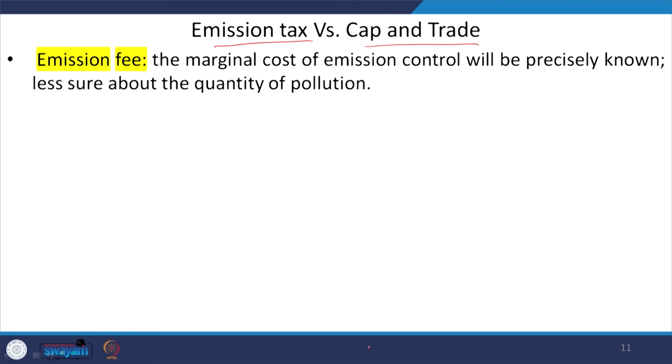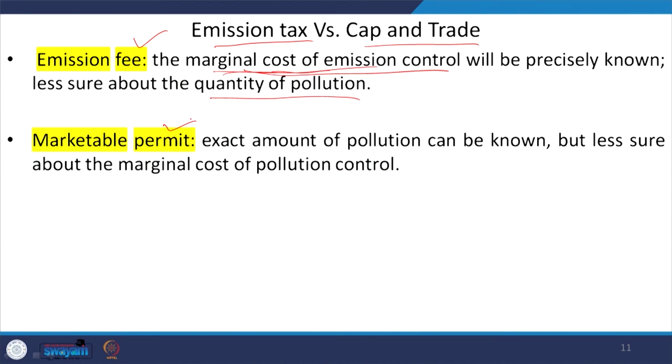Okay. So now let us understand the difference between the emission tax and cap and trade. In our earlier discussions, we understood what the emission fee or emission tax is. In the case of the emission fee, the marginal cost of emission control can be known precisely. Why? Because when you are paying the fee, the cost of controlling the emission is known, right? And when you reduce one more unit of pollutants, you have to pay some additional amount of cost. So the marginal cost of emission control can be precisely known under the emission fee. But so far as the quantity of pollution is concerned, under this emission fee, the quantity of pollution is less sure to be determined.